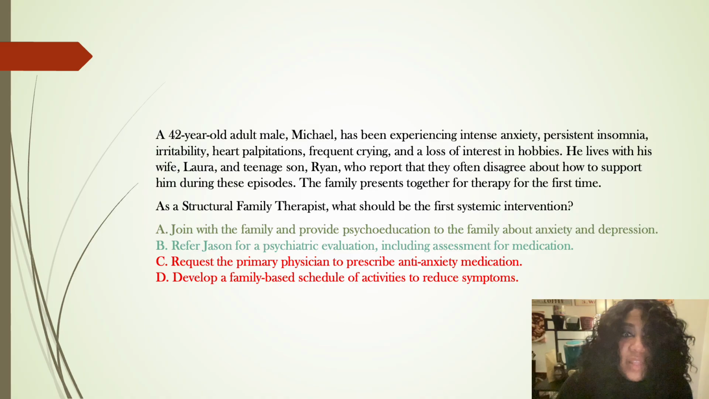So A says to join with the family. I get it, it is a first session. I know a lot of people picked join with the family, provide psychoeducation to the family about anxiety and depression. But you can't do that first. You can't start to work with this family when we've got some medical issues going on that we can't touch. C says request a physician to prescribe some anti-anxiety medication. So now you're just about to diagnose this client, then just about to ask for some medication? No, you can't do that. Develop a family-based schedule of activities to reduce symptoms.